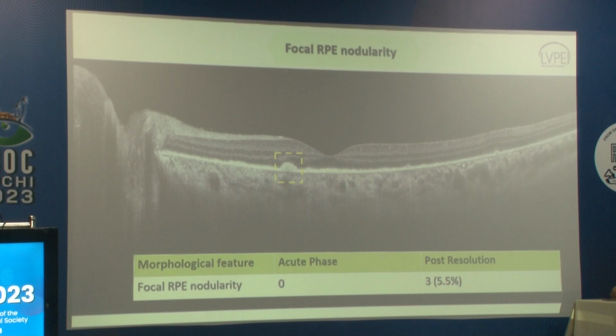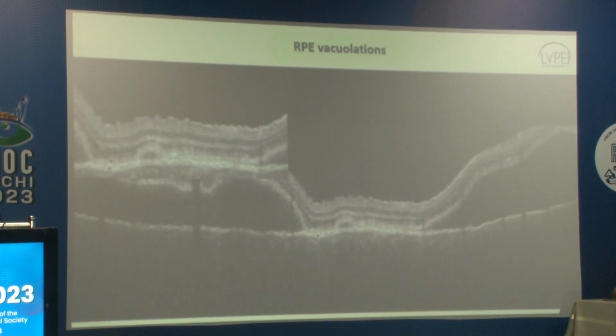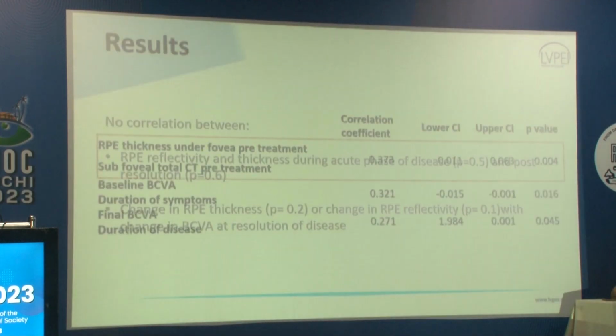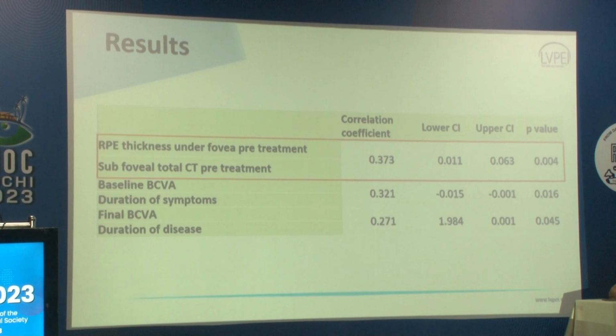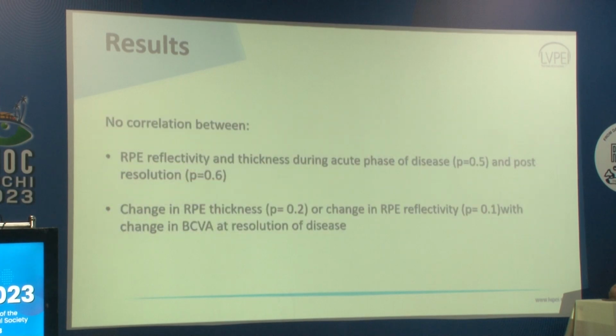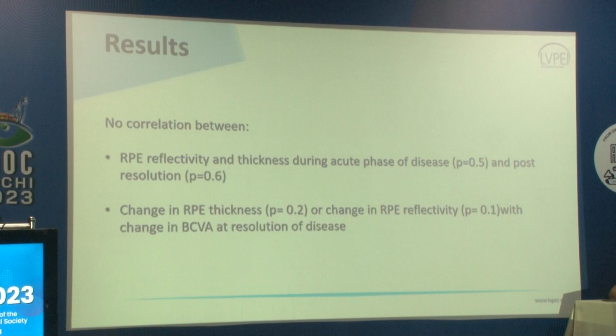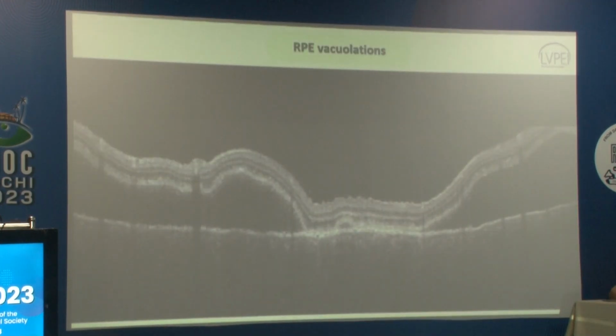Also, you said that there is no change in the reflectivity from the acute stage when you followed up the patient when the disease became quiescent, isn't it? No, ma'am. I said that the reflectivity of the RPE decreased significantly following resolution. Okay. Well, just go to your next slide. Next one. What I mentioned here was that there is no correlation between the reflectivity and thickness. Yeah. So then your conclusion doesn't... No, ma'am. There is no correlation between the reflectivity and thickness.